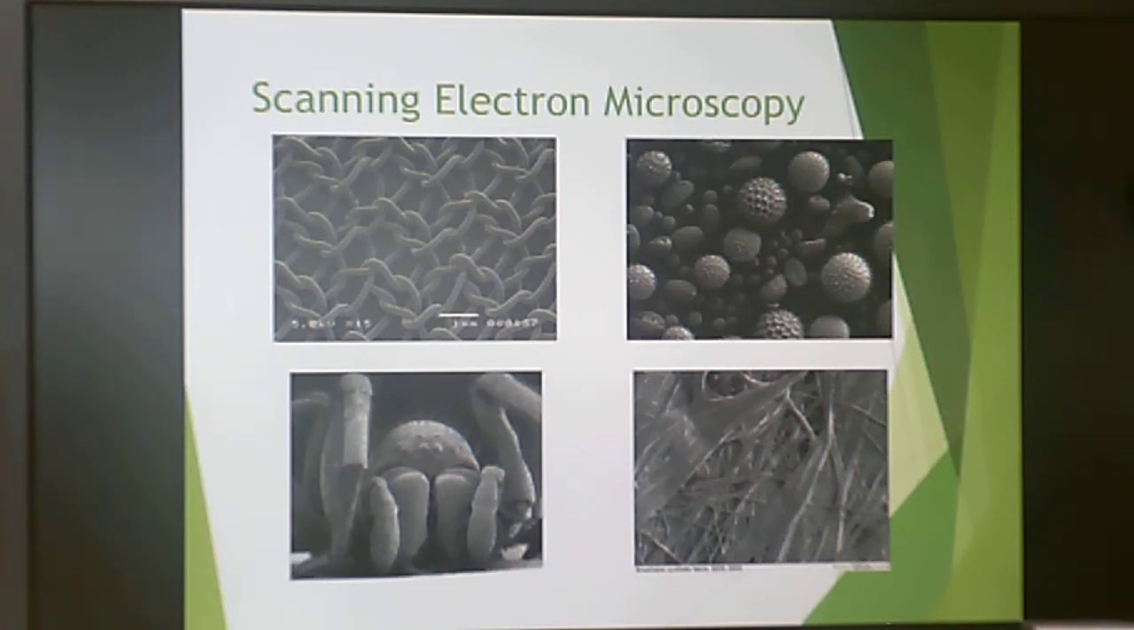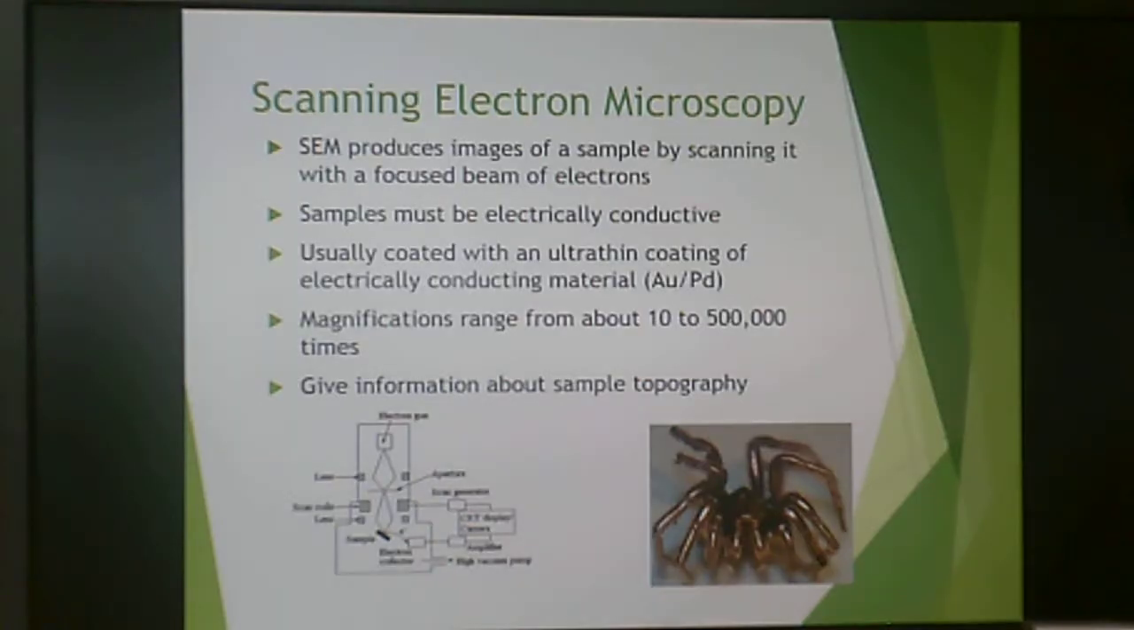What you have to do in order to get these samples is to coat the surface. You have a focused beam of electrons on your sample, but the sample has to be electrically conductive. The way you accomplish that, so here's our friend the spider, is to put an ultra-thin coating of a conductive material, and usually that material is gold, or gold mixed with palladium. You can get magnification ranges from about 10 to 500,000 times. For light microscopy, you can usually only go up to a couple thousand. So this gives much greater magnification for samples.